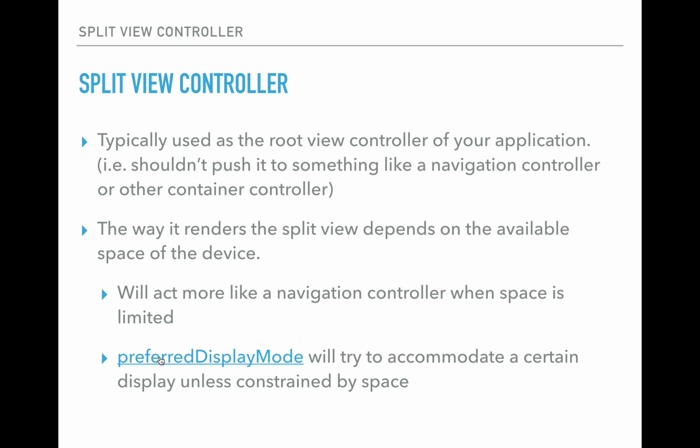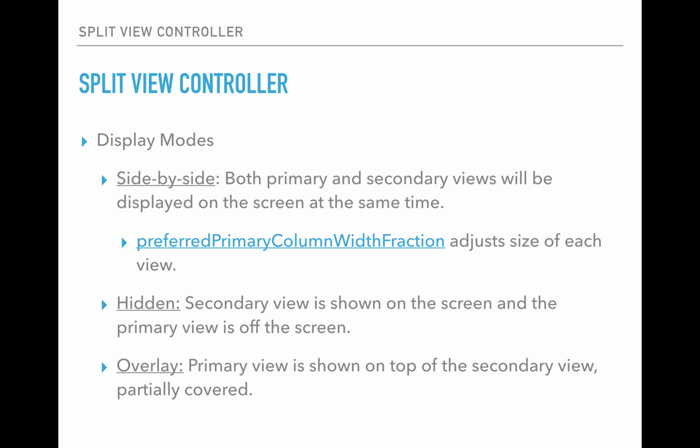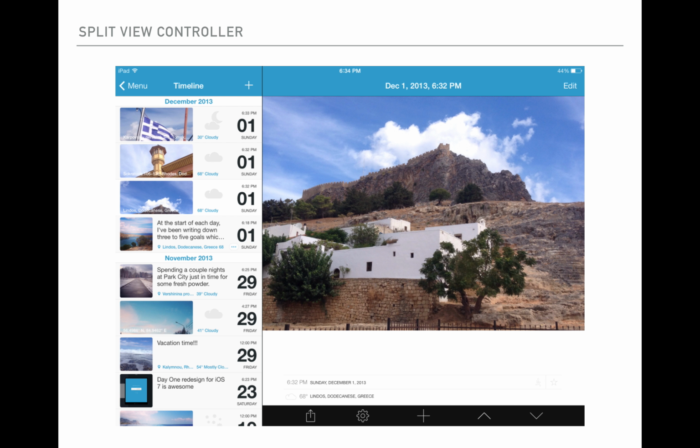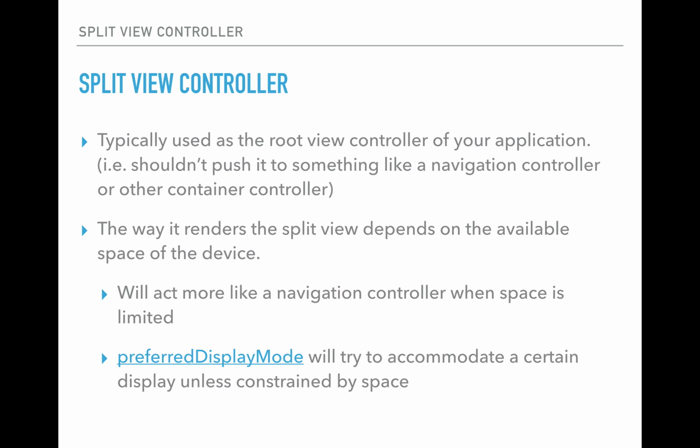Okay, cool. So preferred display mode is basically a setting that you can set on the split view controller that will try to accommodate a certain display style, and we'll go over the display styles now. There are three different display modes for a split view controller. You have side-by-side, which is your typical primary and secondary view displaying on the screen at the same time when you have enough space. And if you remember from the example, the master view controller always seems to take up a little bit less space than the detail, and you can adjust that based on this parameter here.